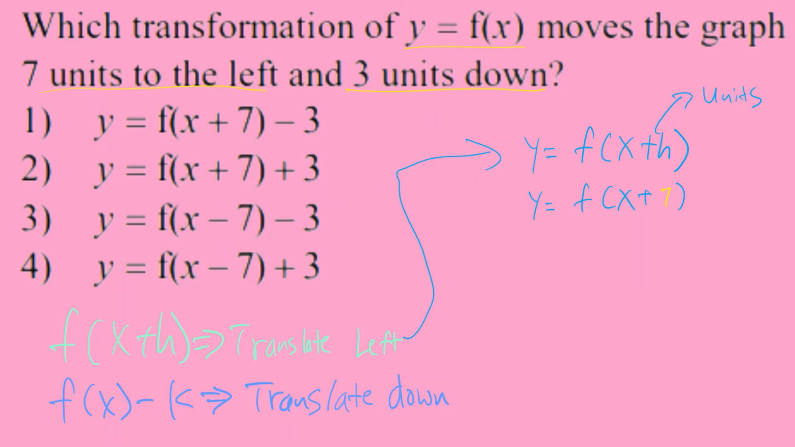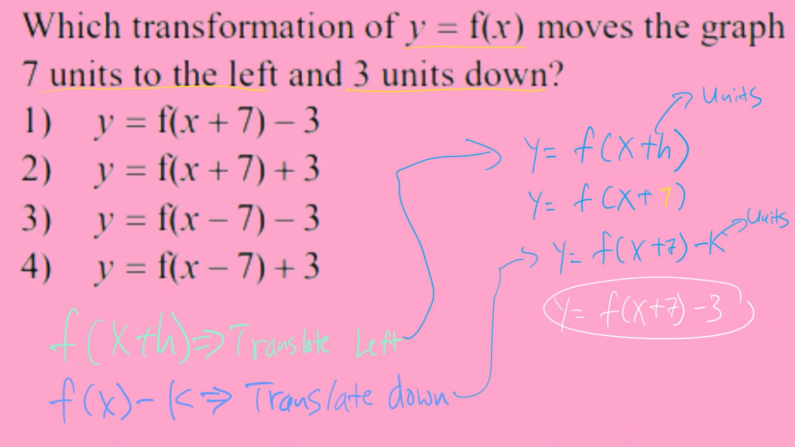Now we can do translating down. The equation for that is y equals f of x plus 7 minus k. K represents the units we're moving down. So we can plug that in, and we get our answer as y equals f of x plus 7 minus 3, which is why our answer choice is answer choice 1.